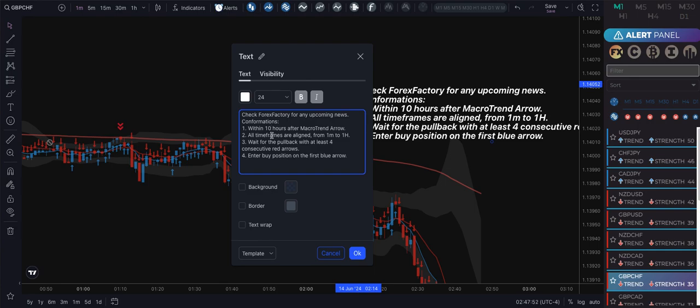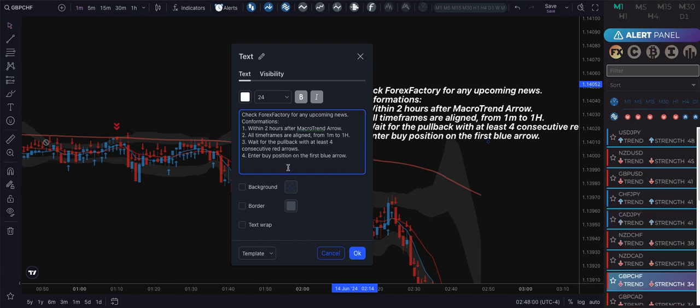And of course we are on a 1 minute time frame, so we need a 2 hour window, and also we need a blue arrow, so it's a pullback, and then we'll be taking a sell after we get the first red arrow. So let me change this up real quick.